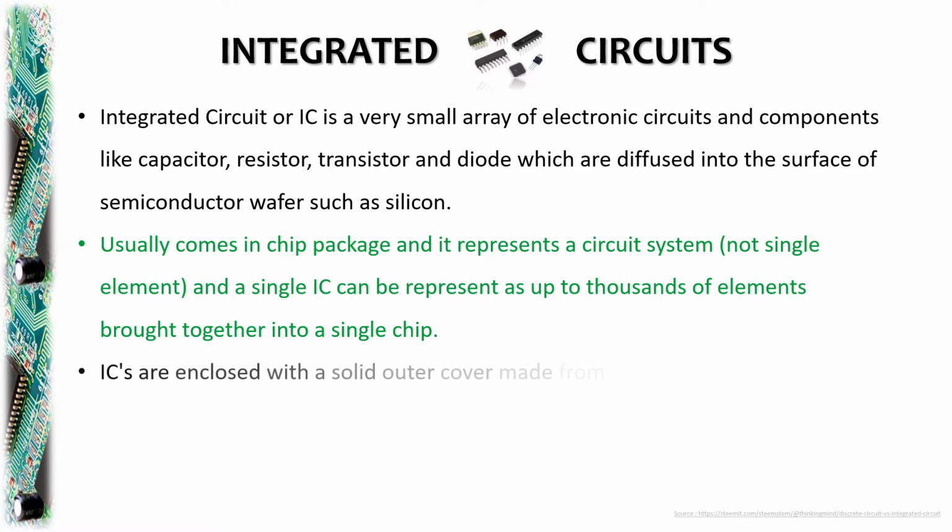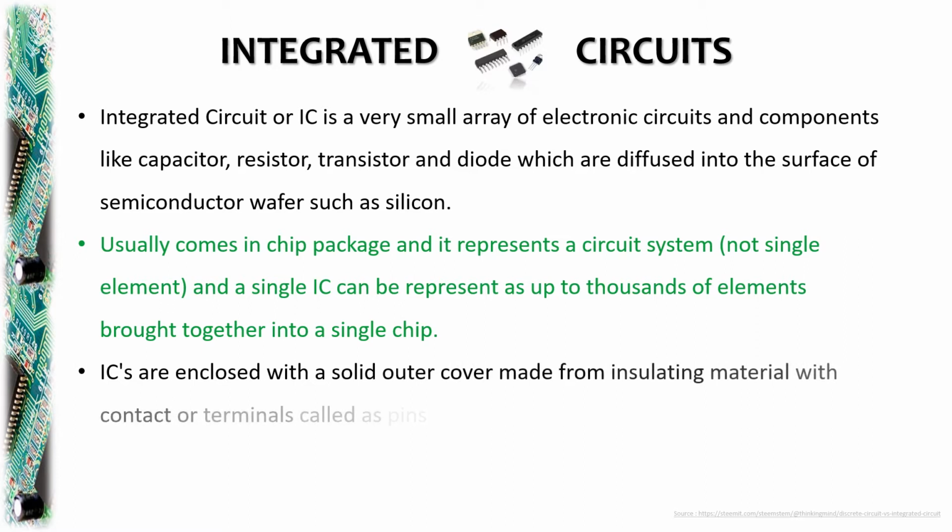ICs are enclosed with a solid outer cover made from insulating material, with contacts or terminals called pins. So what does it mean? As you can see in the image of the IC, you can find one black layer. What is that? That is a solid outer cover made from insulating material, because we know that this is going to be mounted on the PCB, which is going to be used in a device under power supply, right? So we need something which has an insulating material, right? And at the end you can find the pins.